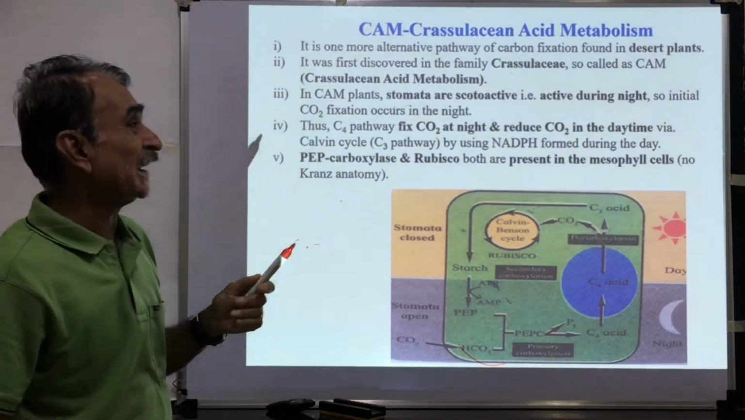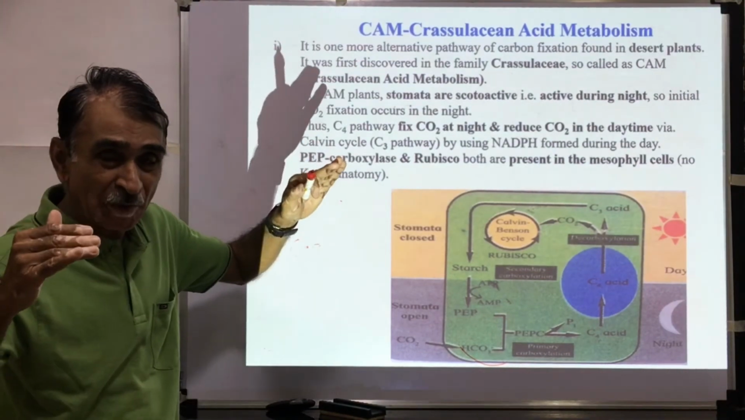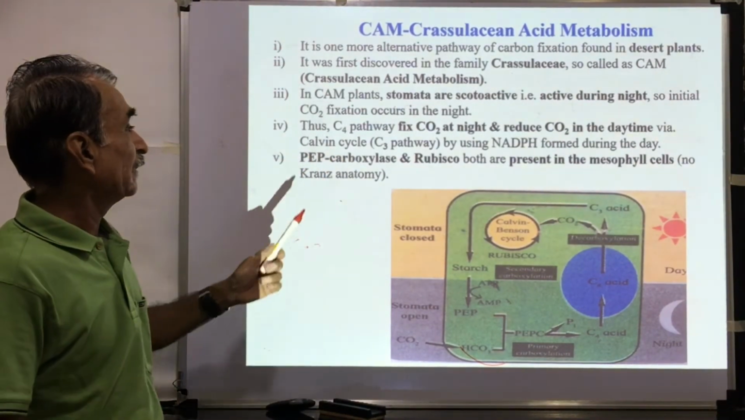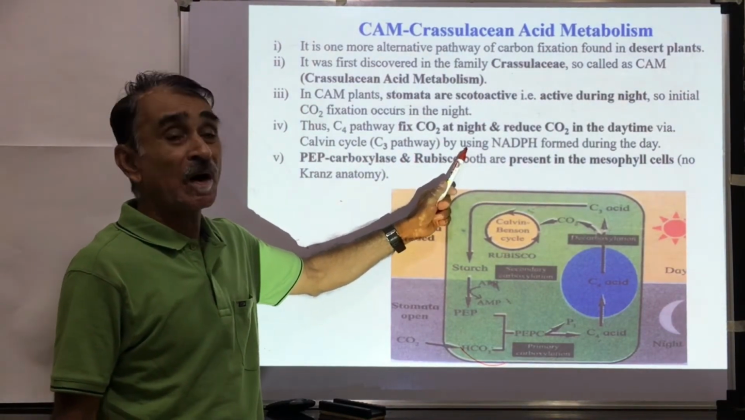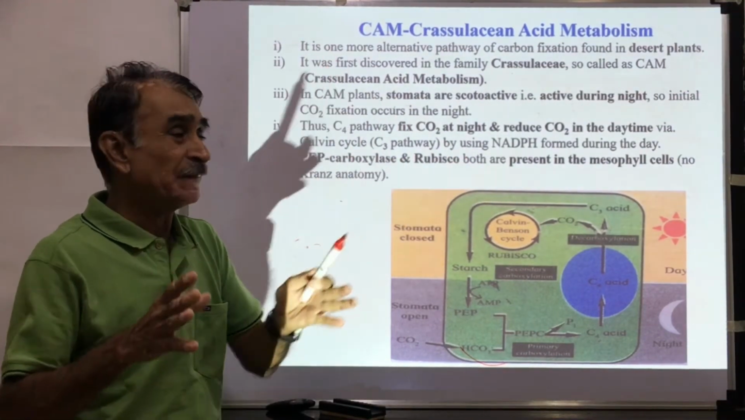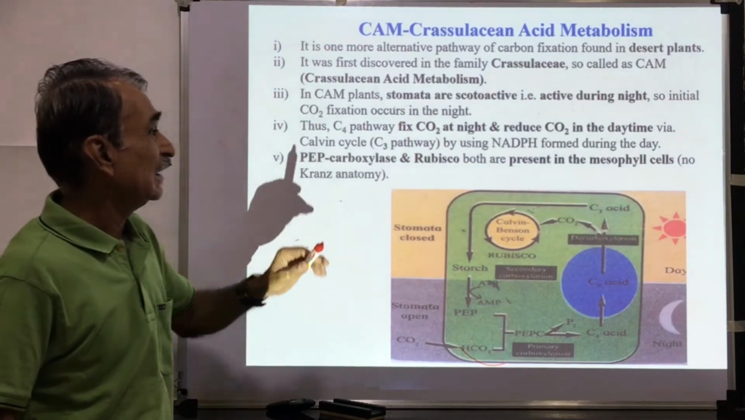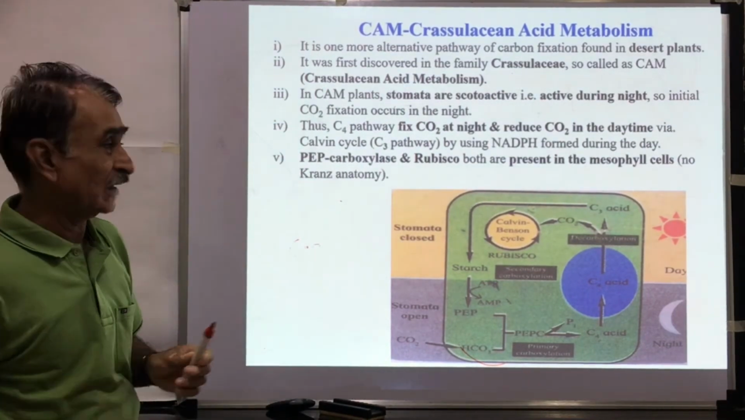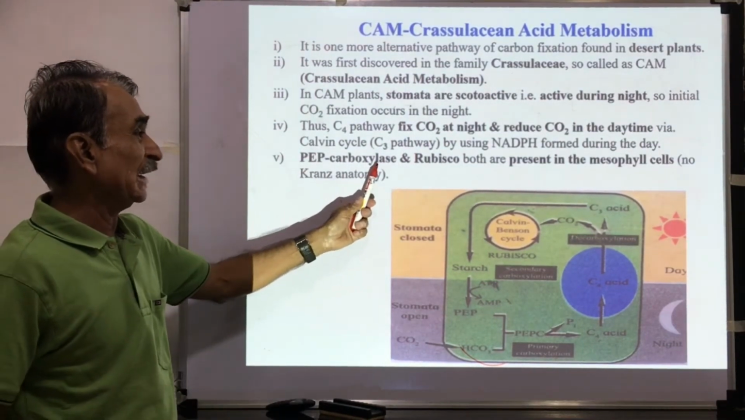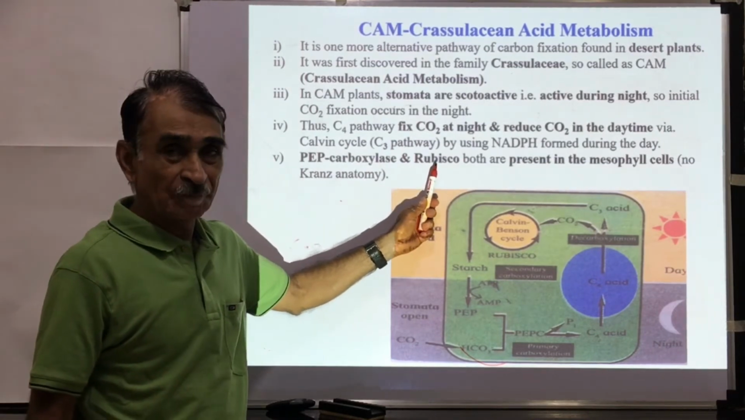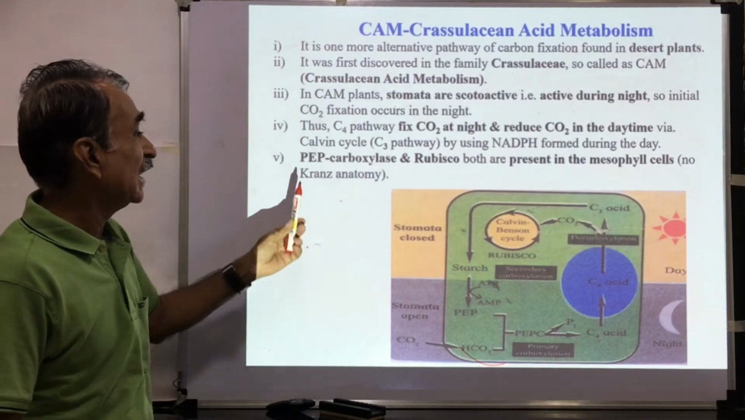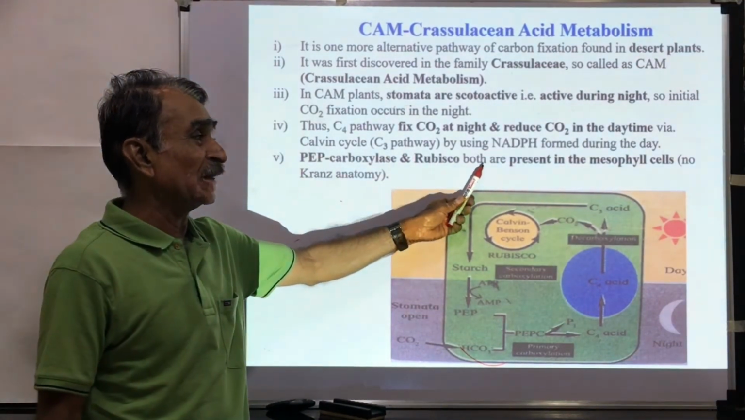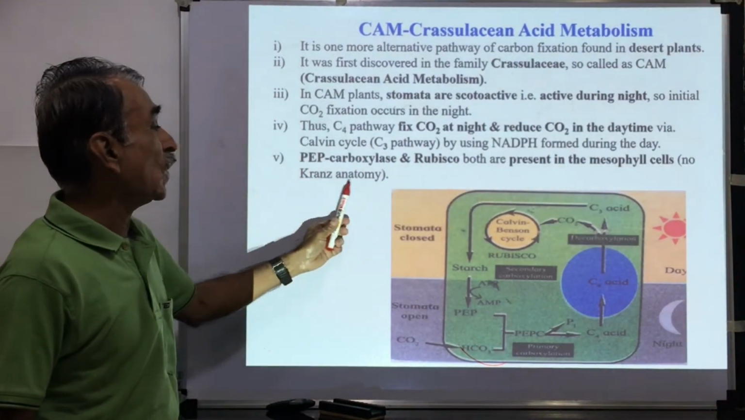CO2 fixation in the night, reduction of CO2 into carbohydrates in the daytime via Calvin cycle by using NADPH formed during the day. Daytime मध्ये जे NADPH तयार होतो त्याचा उपयोग रिडक्शन साठी केला जातो. PEP carboxylase and Rubisco, ribulose 1,5 bisphosphate carboxylase, both the enzymes are present in the mesophyll cells. There is no Kranz anatomy.